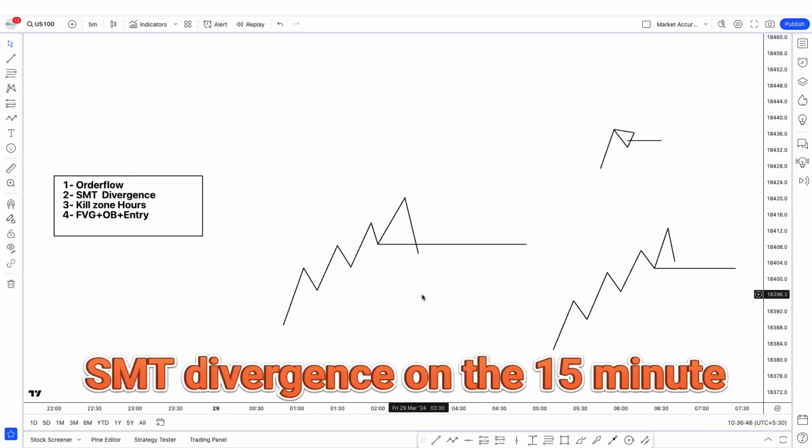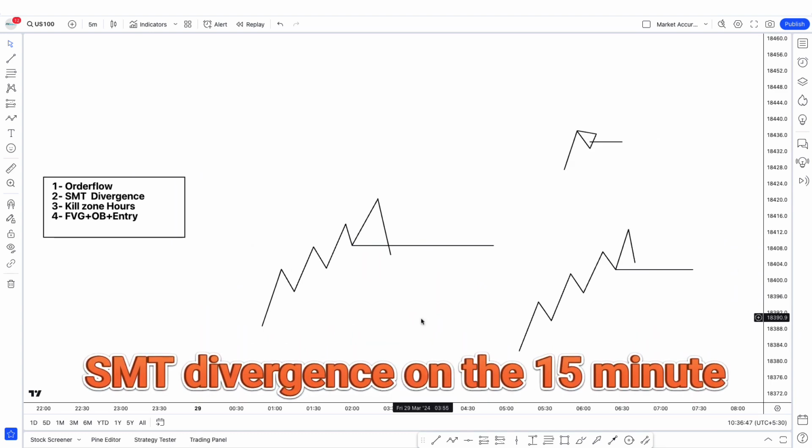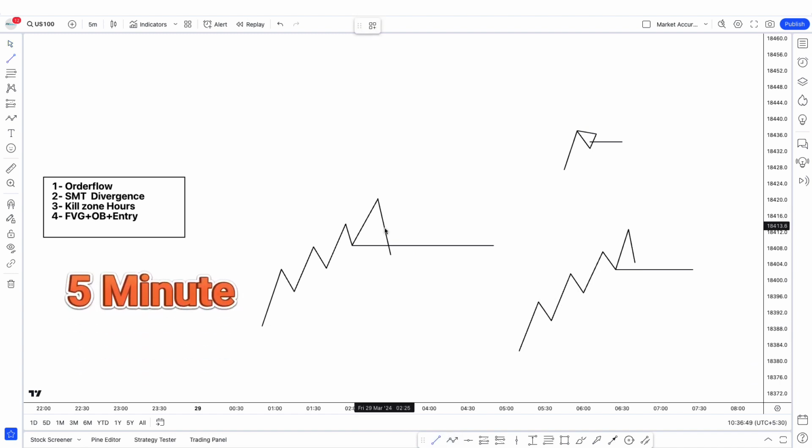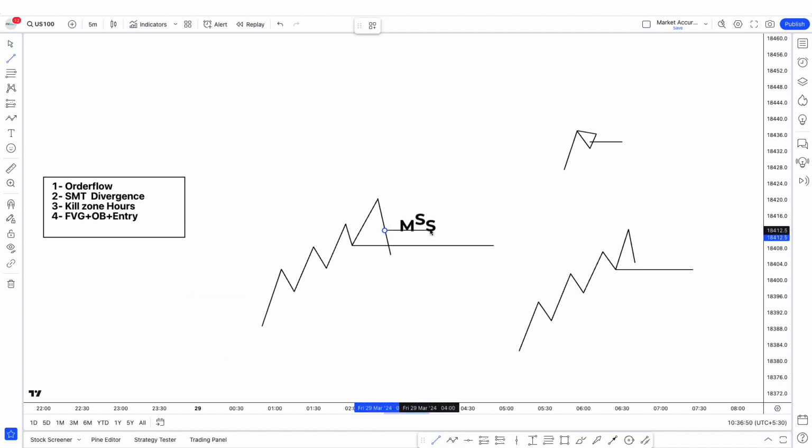So you have SMT divergence on the 15-minute. Now, what you want to do is drop down to the 5-minute time frame, and then you look for market structure shift. So if price shifts the market structure, and NAS still hasn't broken this low right here, then that SMT divergence is valid.